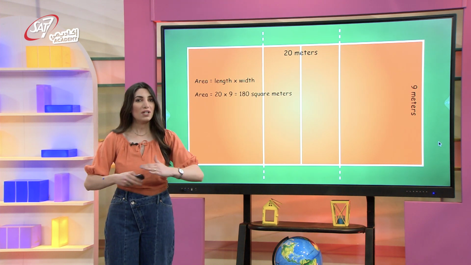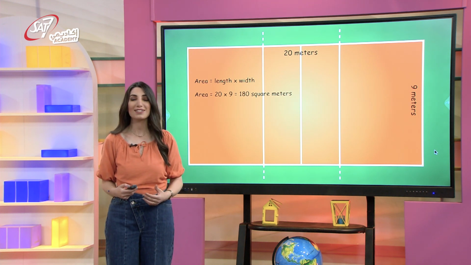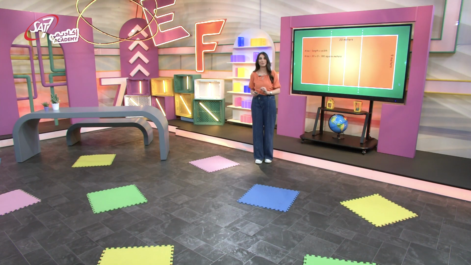Imagine we want to fully cover the court with tiles. We would need 180 square tiles in total. However, they should all be 1 meter sided.